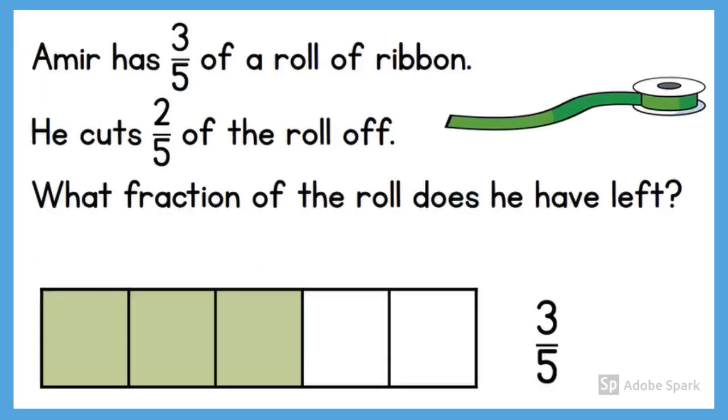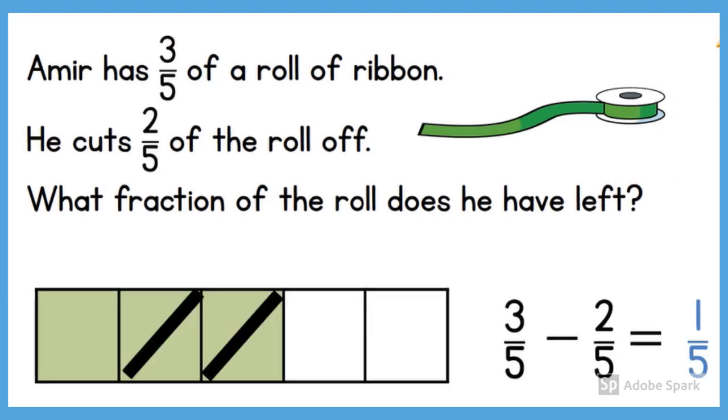So here we have a bar model which is split into 5 equal parts to represent fifths. Amir has 3/5 of a roll of ribbon, so we have shaded in 3 of the 5 parts. He cuts 2/5 of the roll off. I have shown this by crossing out 2 of the 3 shaded squares.